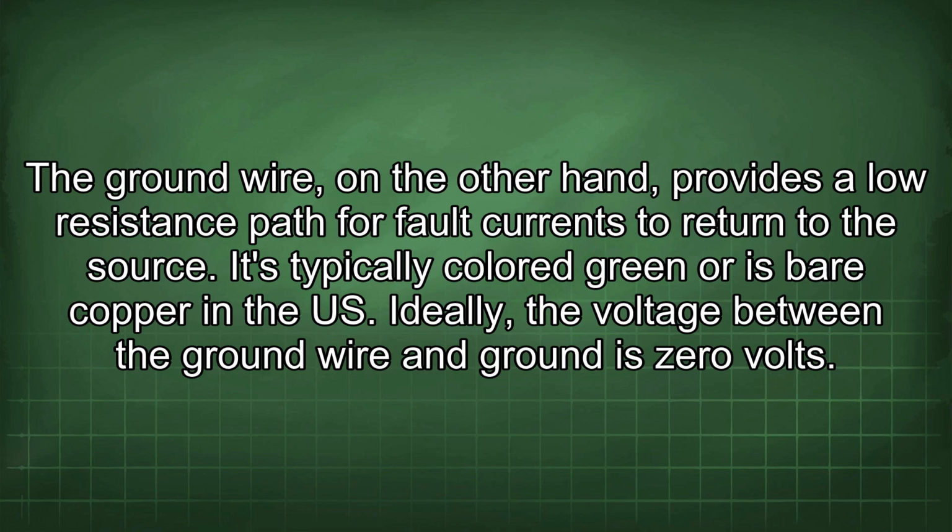The ground wire, on the other hand, provides a low resistance path for fault currents to return to the source. It's typically colored green or is bare copper in the US. Ideally, the voltage between the ground wire and ground is 0 volts.